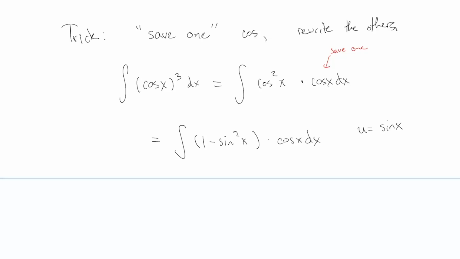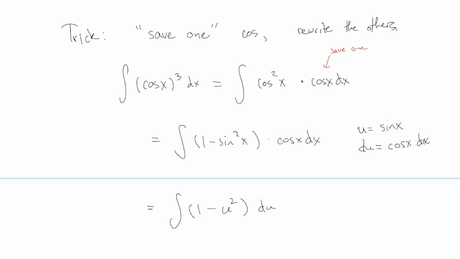U equals sine of x. That means du is cosine x dx. And I can plug into everything here. It will say 1 minus u squared times du. And now this is a very easy integral to do, because it's just a polynomial with u's, all right?